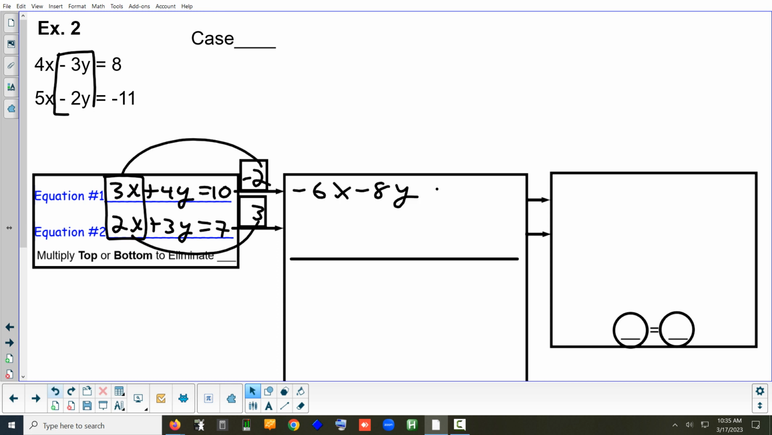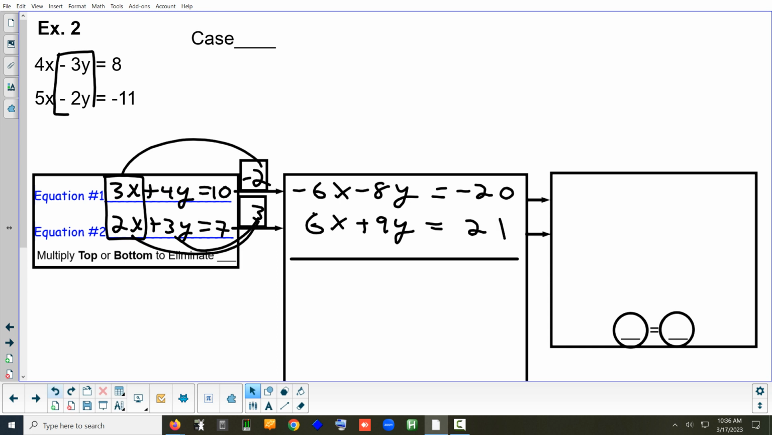And what's 10 times negative 2? Negative 20. I didn't make this problem up, so hopefully it comes out to a nice answer. Let's see. Now, 3 times 2x is, Caleb, how much? 6x. And 3 times 3y? 9y. I like that. That's going to be pretty nice in a second. And 3 times 7 is 21.